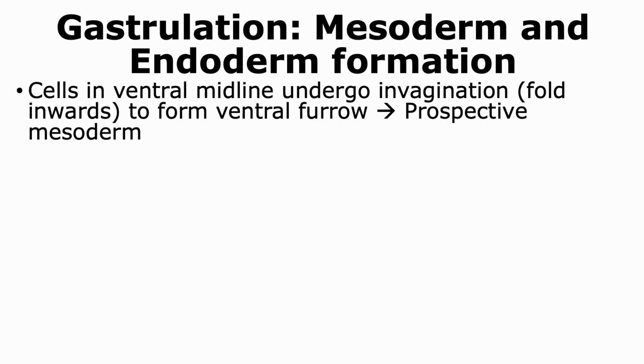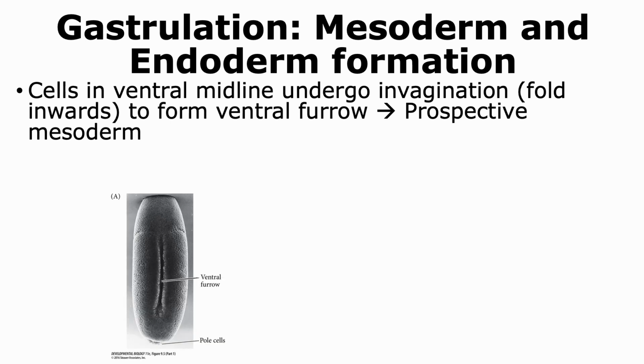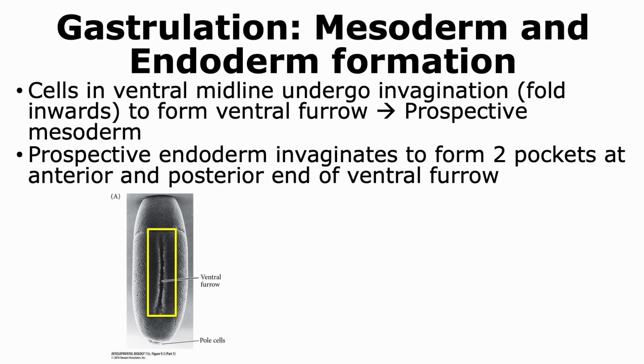During the first stages of gastrulation, about 1,000 cells in the ventral midline fold inward or undergo invagination to form a structure called the ventral furrow, which will be the prospective mesoderm. So when we look at the figure that's shown, it's called panel A, and the yellow box is showing the ventral furrow. The prospective endoderm invaginates to form two pockets at the anterior and posterior end of this ventral furrow.